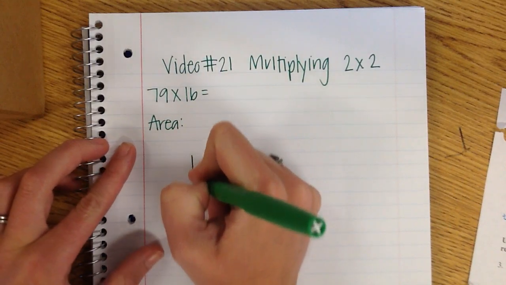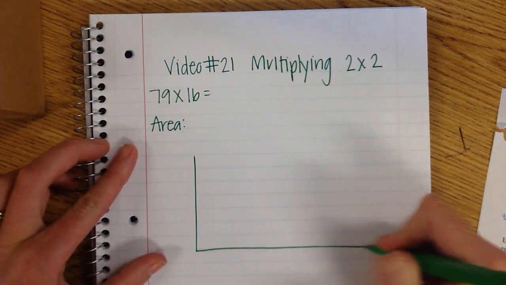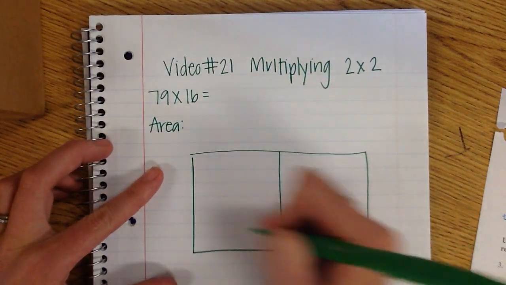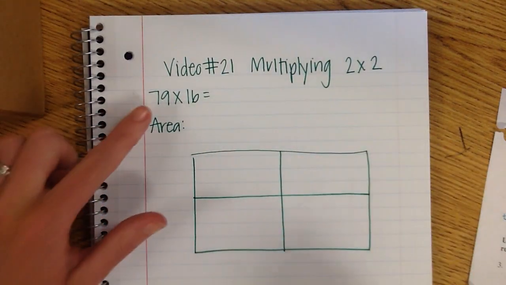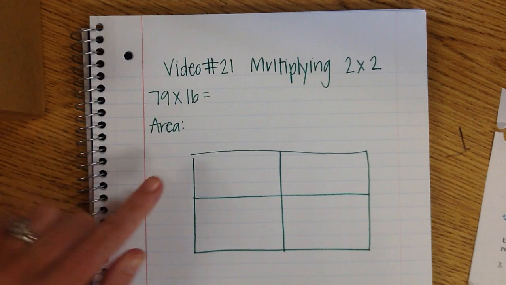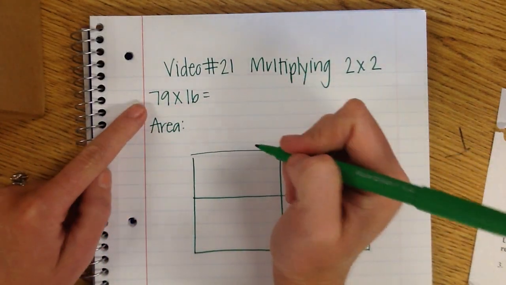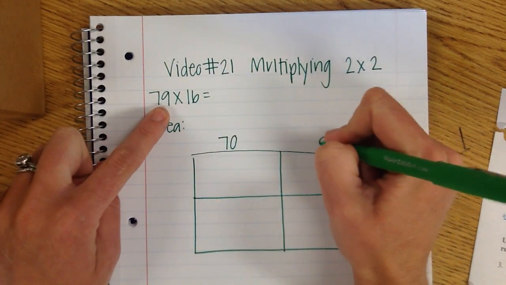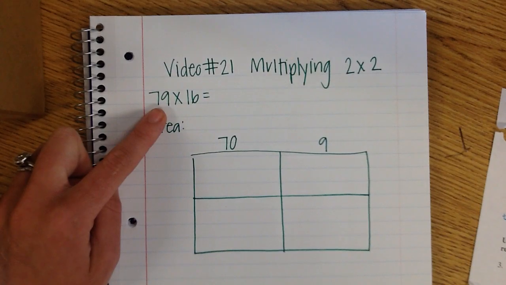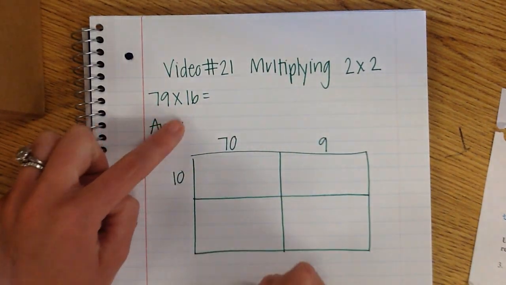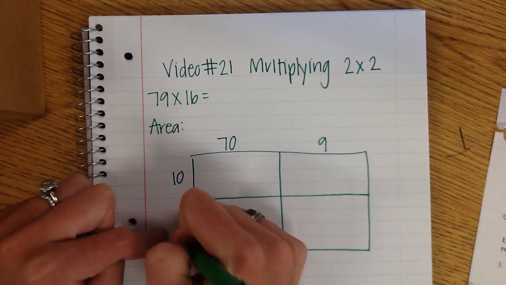So I'm going to draw a window and then break it into 4 because I have 4 digits. 1, 2, 3, 4. Now I'm going to break it into place values. So the value of that 7 is 70 and the value of that 9 is 9. Then the value of that 1 is a 10 and the value of that 6 is 6.